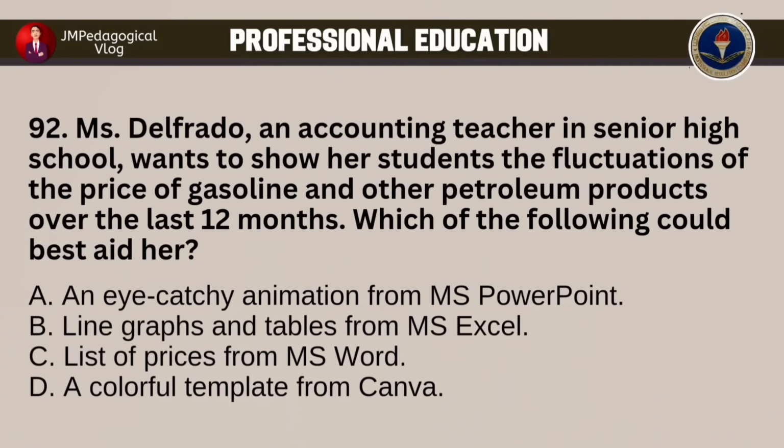92. Ms. Delfrado, an accounting teacher in senior high school, wants to show her students the fluctuations of the price of gasoline and other petroleum products over the last 12 months. Which of the following could best aid her? A. An eye-catchy animation from MS PowerPoint. B. Line graphs and tables from MS Excel. C. List of prices from MS Word. D. A colorful template from Canva. B. Line graphs and tables from MS Excel.